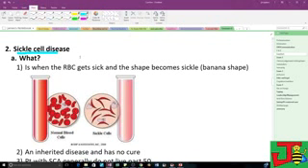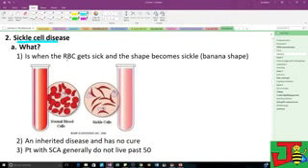In this video we are going to talk about sickle cell disease, also called sickle cell anemia. So what is it? It is when the RBC or red blood cell gets sick and the shape becomes sickle. You could also think of it as a banana shape. In this diagram, the left side is a normal red blood cell, and on the right side is a sickled cell. A healthy red blood cell carries hemoglobin, and hemoglobin carries oxygen.